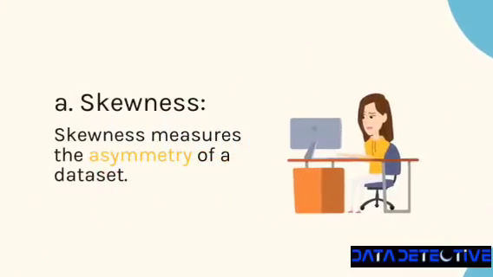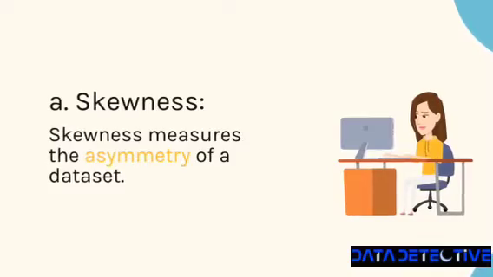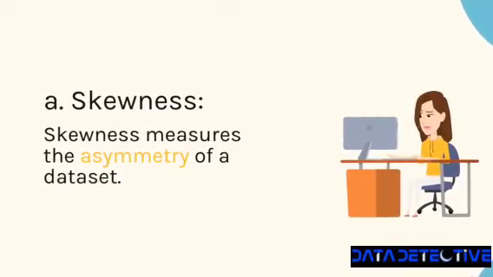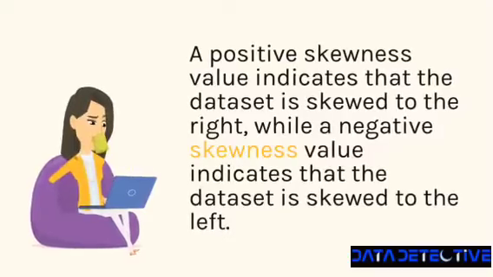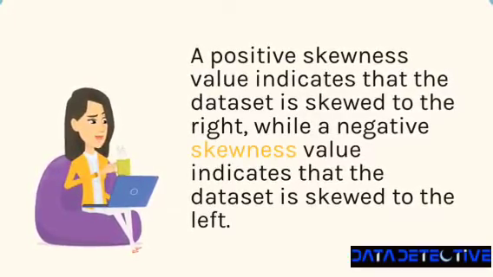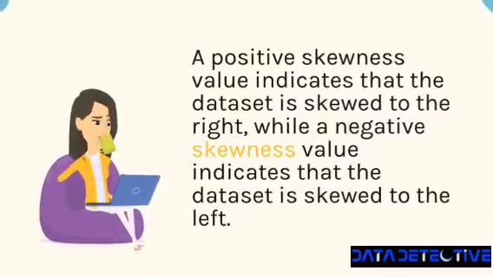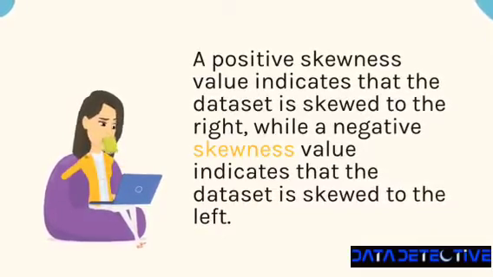A. Skewness. Skewness measures the asymmetry of a dataset. A positive skewness value indicates that the dataset is skewed to the right, while a negative skewness value indicates that the dataset is skewed to the left.